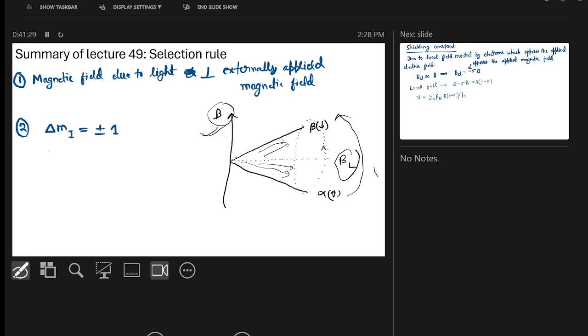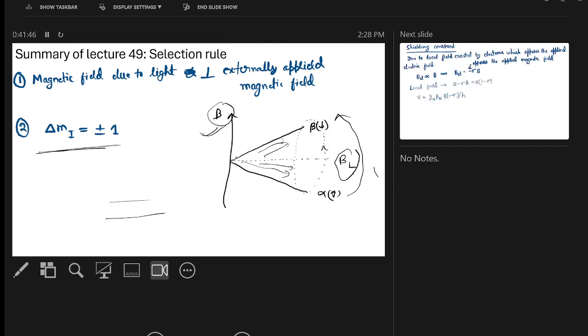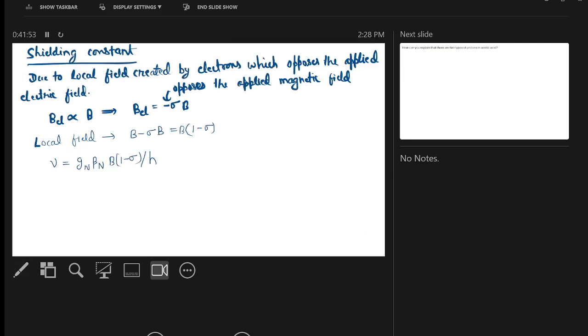The second is that delta mI must be plus or minus 1. So the transition between successive energy levels is allowed. Based on these two conditions, you will try to solve a few problems. And the third one is the shielding constant. So you understood here why we need this condition. What is the shielding constant here?